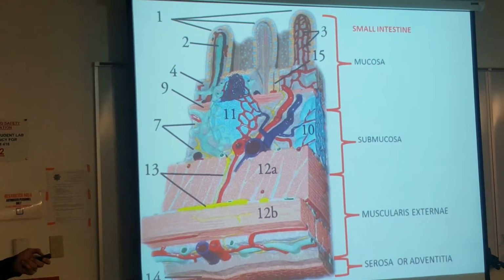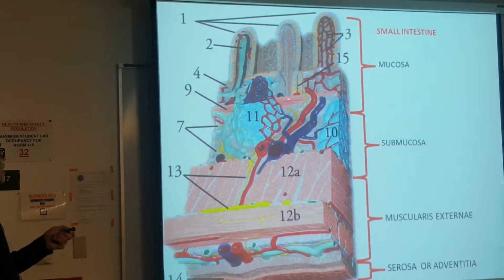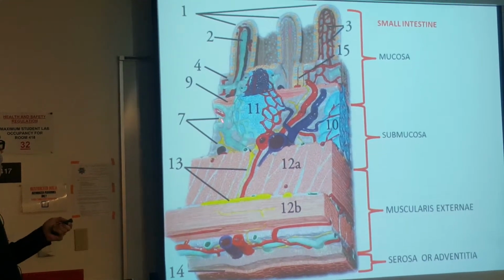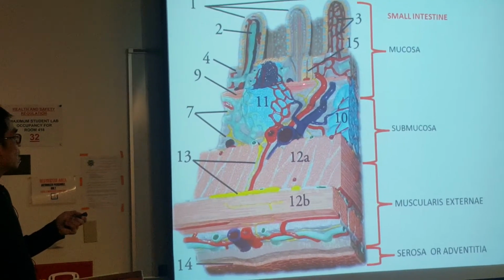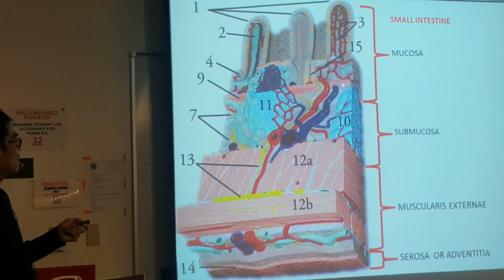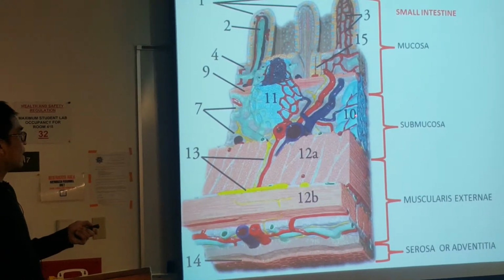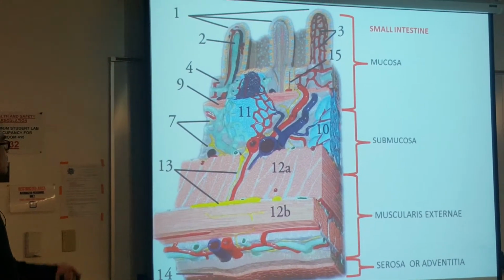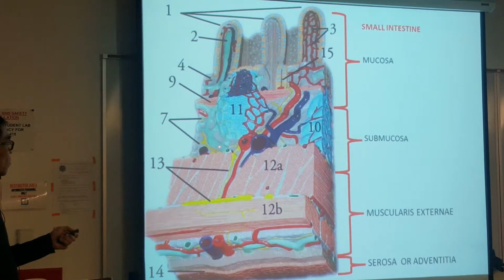Four, I'm not going to ask you. 15 is the intestinal crypt, and the red cells are the Paneth cells. 9 is the muscularis mucosa, that layer. So that whole layer is mucosa. This whole layer is the submucosa. I might ask you 10, which is the Brunner's glands. 11 is MALT. 7, the nerve, is the submucosal plexus.